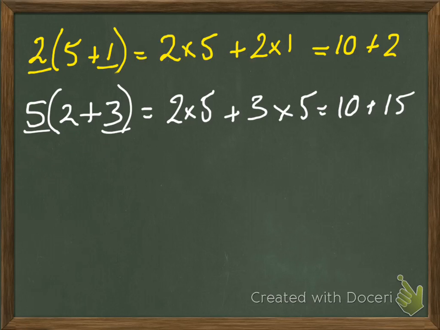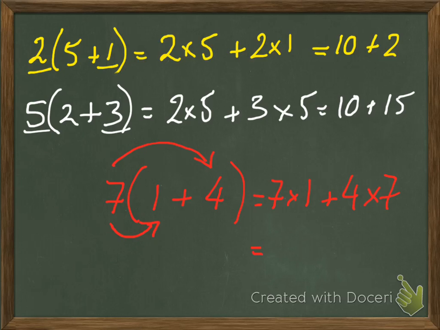But the key thing here, everybody, is we're just getting into that whole rhythm. It's the rhythm of doing the brackets. Let's just take one here, 7 times 1 plus 4. It's the outside times the first thing on the inside, outside times the second thing on the inside. So in this case it's 7 times 1 plus 7 times 4. So what do we end up with there? We end up with 35, because that's 7 plus 28.